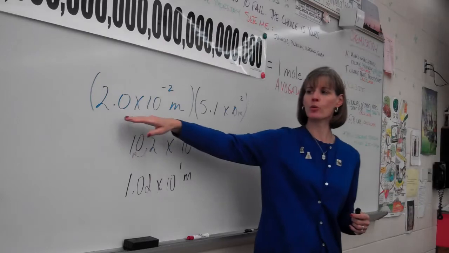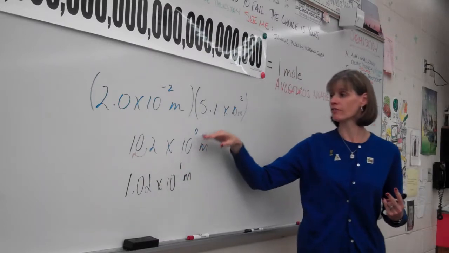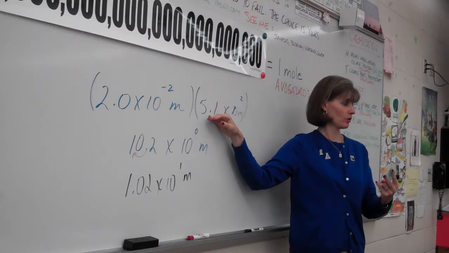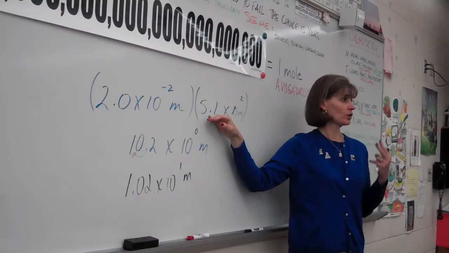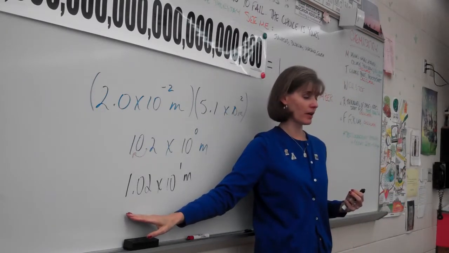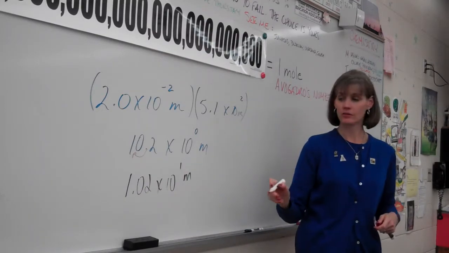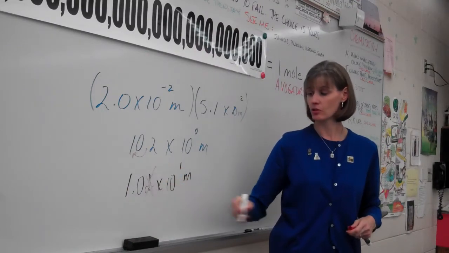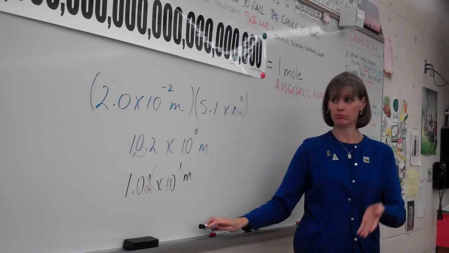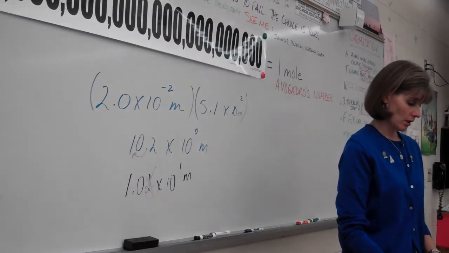How many sig figs are in 2.0 times 10 to the negative second? 2. How many are in 5.1 times 10 to the second? 2. Which is lower, 2 or 2? 2. How many go in our answer? 2. How many are here right now? 3. What do we have to do to this? Scratch this out because this would round down. So just 1.0 times 10 to the first. Now that was the kind of long way, but I want to talk through it so you understand what you're doing there.